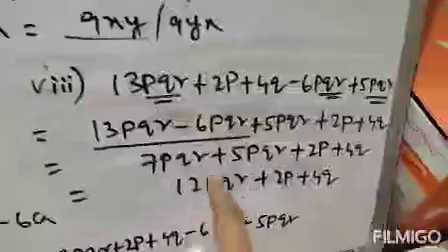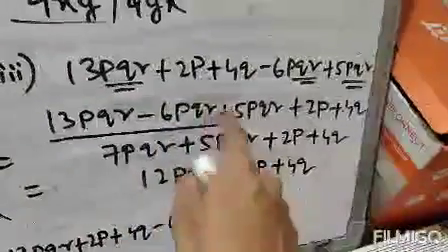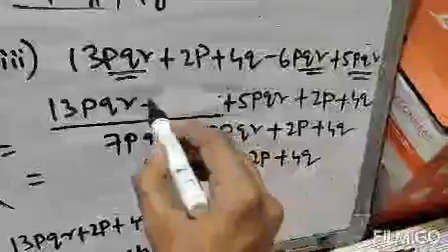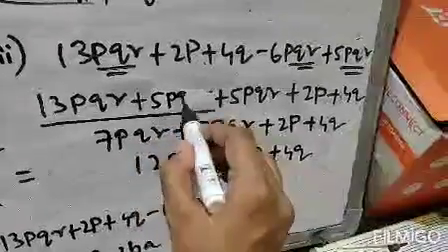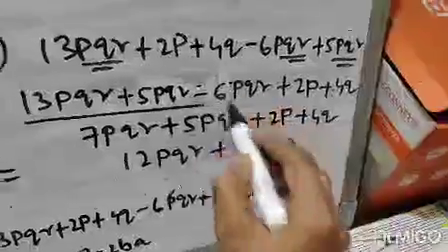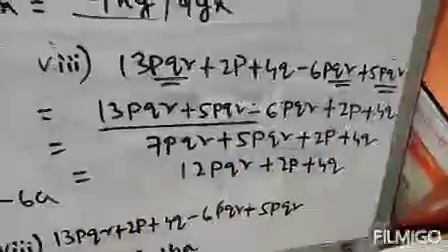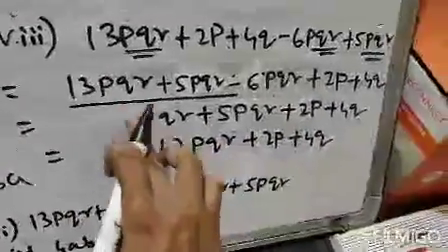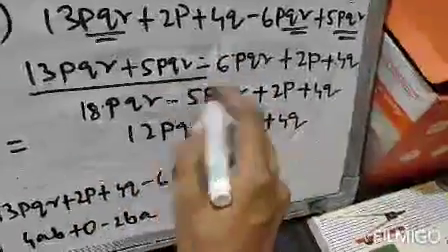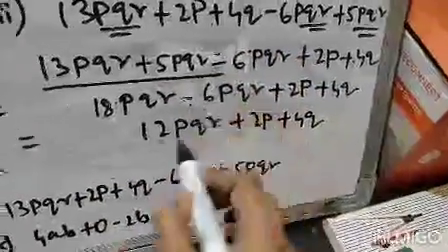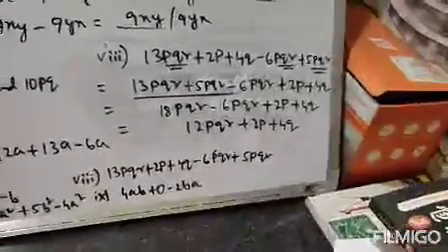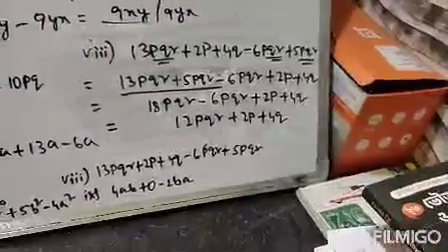Alternatively, you can also do this: since this is 5pqr, you can also write 5pqr here, then minus 6pqr. This is also correct. So 13 plus 5 will be 18pqr, and here it is minus 6, so 18 minus 6 is 12pqr. Both of these are correct. So the final answer will be 12pqr plus 2p plus 4q. Clear?